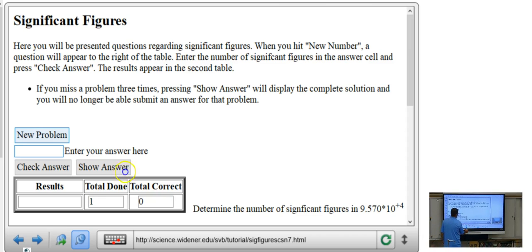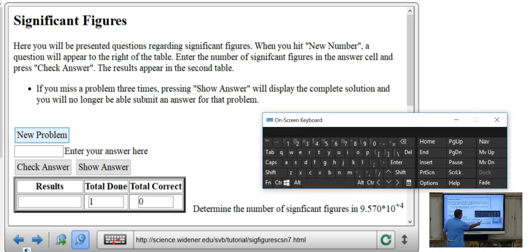And then the problem is right here, 9.570 times 10 to the 4th. So you put your answer in right there. This one has 4 sig figs. Check answer. You'll see whether you're right or wrong. There's a lot of practice, but please watch that video on Ed Puzzle. It's worth points, and it's due by midnight. You can find that link on Canvas. It's just on the page that's on sig figs, if I remember right.